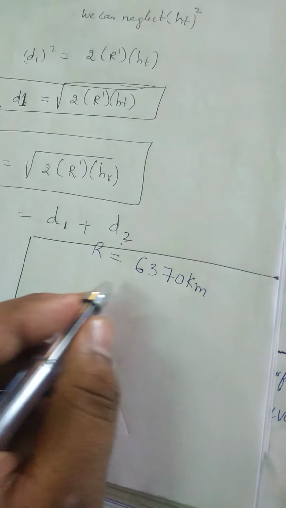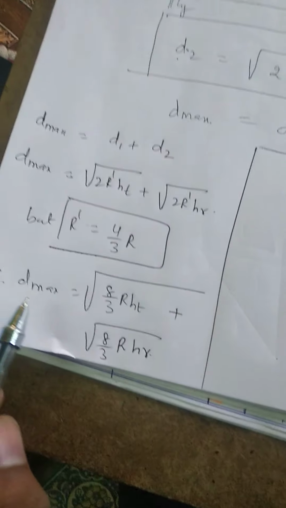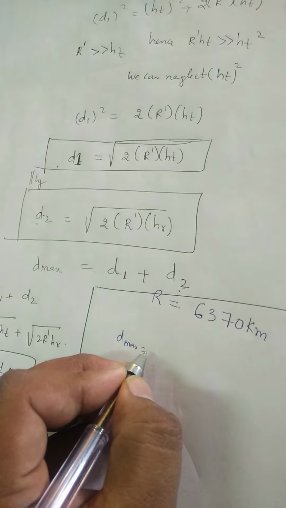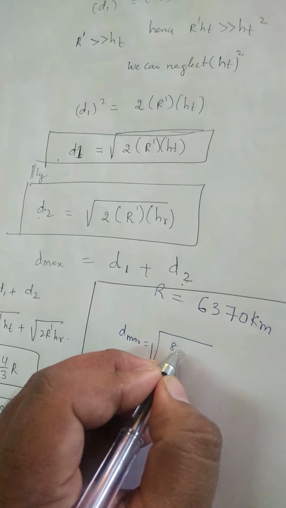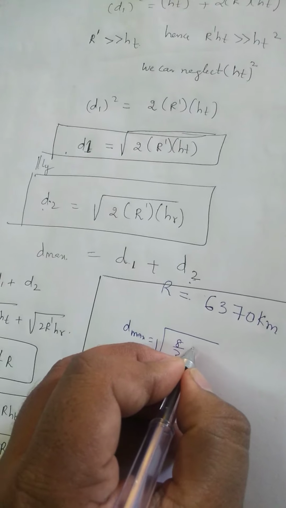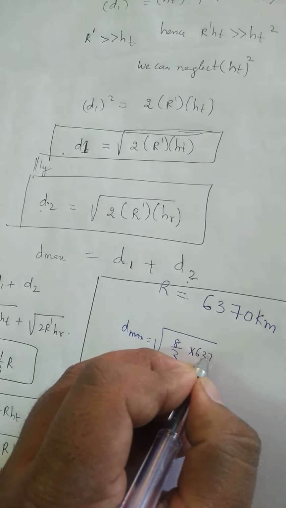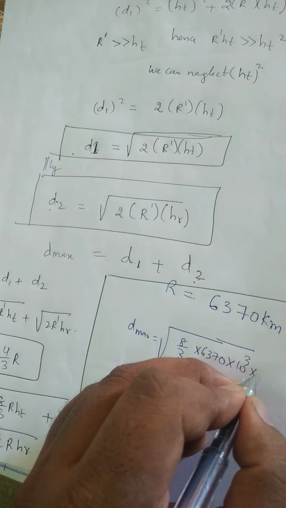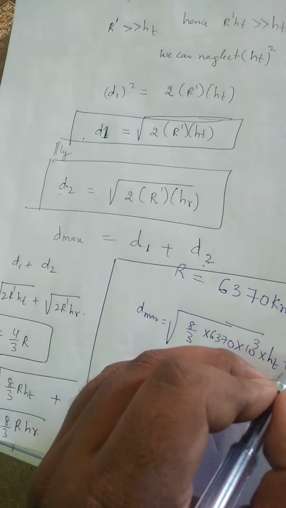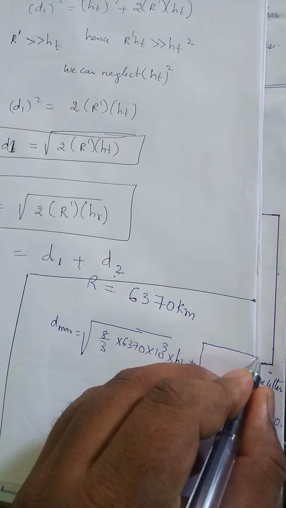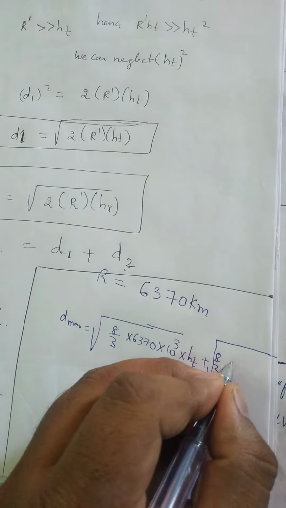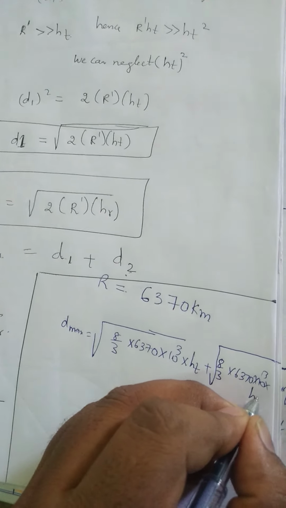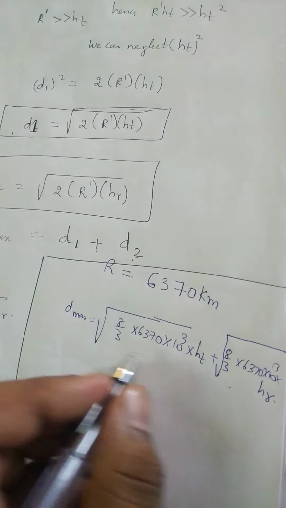If I substitute this in the given condition 1 and condition 2, we can write d max as the same root of 8 by 3 into the radius. What is the radius we got now? 6370 kilometer. What is the kilometer? It means 10 power 3, into the height of the transmitter ht, plus the same thing, root of 8 by 3 into 6370 into 10 power 3 into the height of the receiver hr. So we got both the values.